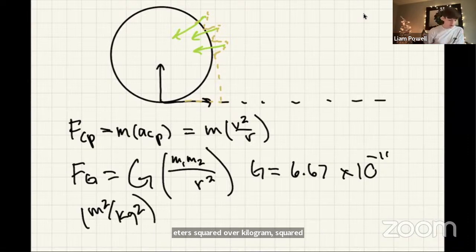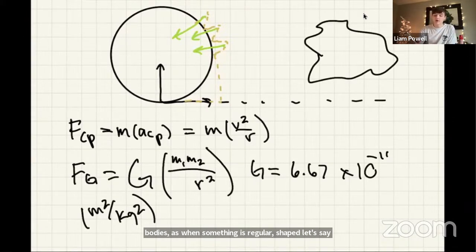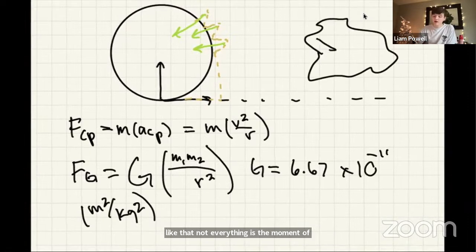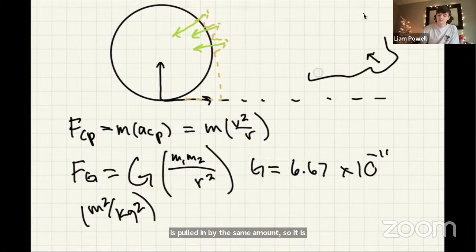And then it only works for mass points in spherical bodies. When something is irregularly shaped, not everything is pulled in by the same amount, so it's not even. Well, it's pulled in by the same amount, but it's not the same distance.